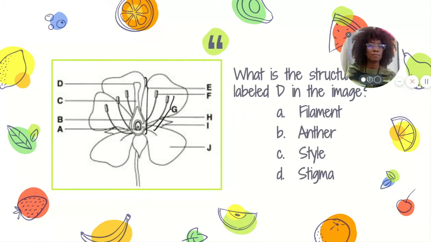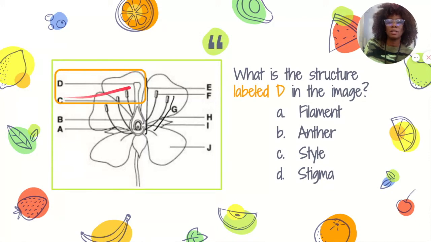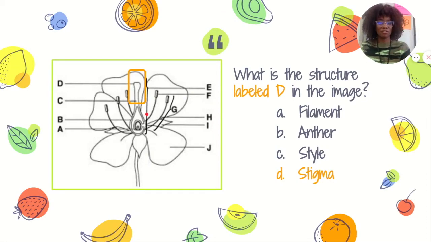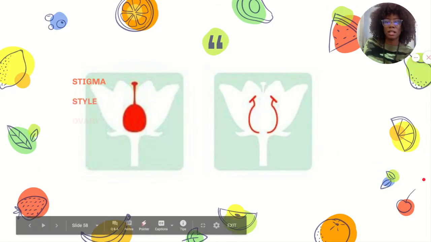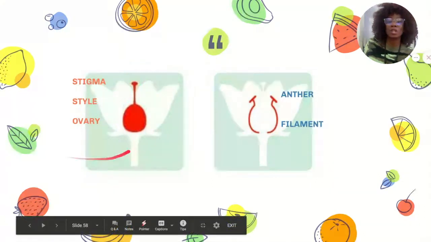Let's do a practice question. What is the structure that is labeled D in the image? There's a hint. Labeled D is that. What is this called? Stigma, right? So you have the stigma, the style, and the ovary. Remember, in order: stigma at the top, style, ovary. Remember it like that always. Stigma, style, ovary. Anther and filament. The female parts of the plants, their job is to produce the eggs. The male part of the plant, its job is to produce sperm, aka pollen.